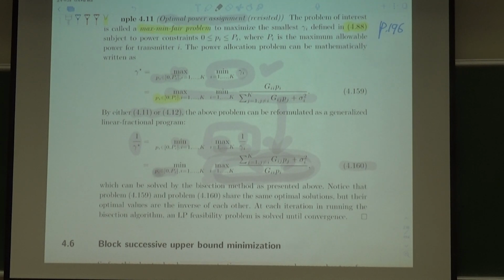This p solution is the same as the 1/gamma solution. But this optimal value is gamma star. This optimal value is 1/gamma star. That's alright. That's true. As long as you get optimal solution with p_i, job is done. Is that clear?